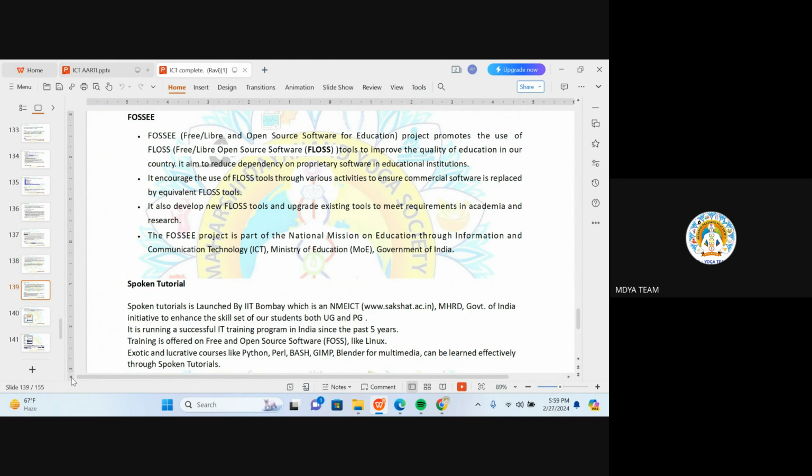It aims to reduce dependency on proprietary software in educational institutes. It encourages the use of FOSS tools through various activities to ensure commercial software is replaced by equivalent FOSS tools. This software is used for research.